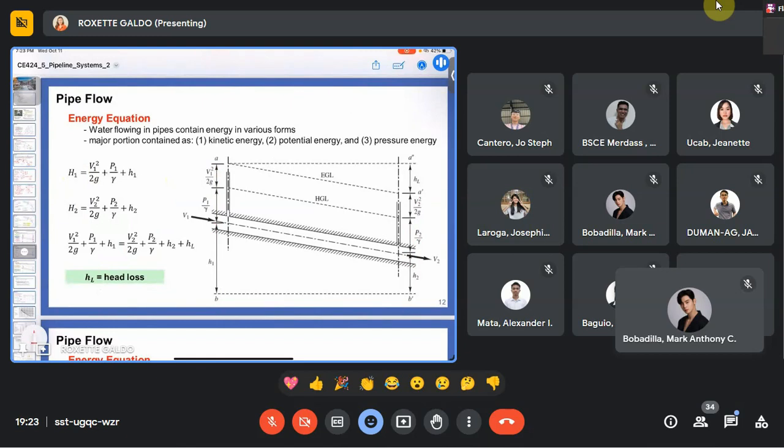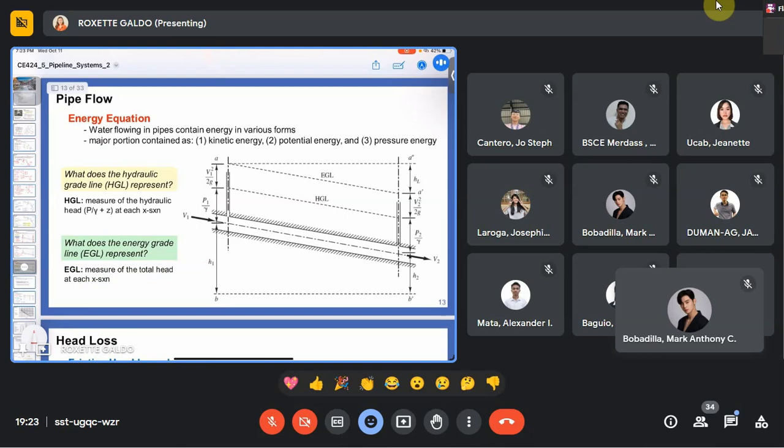So it goes like this: H1 is equal to H2, or the energy at point 2. Only HL is added here. So we will discuss that.